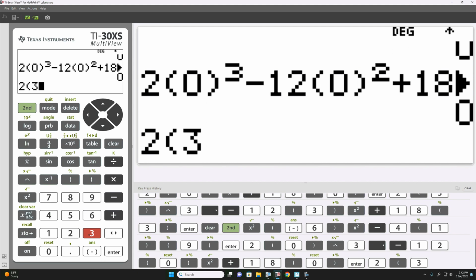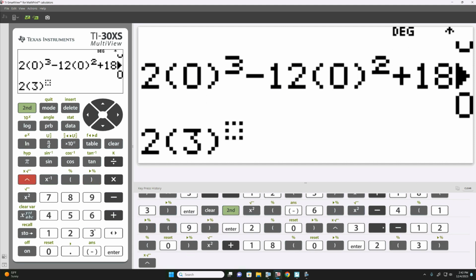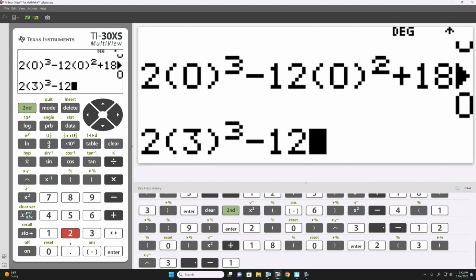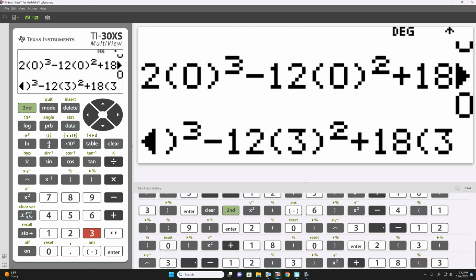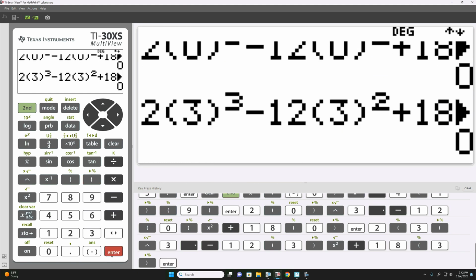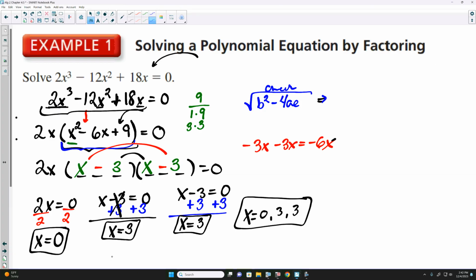2 times 3 cubed minus 12 times 3 squared plus 18 times 3. And again, we need this to equal 0. So all we did to check it was take the values of x that we got for the solution, 0 and 3, and plug them back into x. And in both cases, we did get a value of 0. So it's saying that they are indeed solutions. Questions on this here?